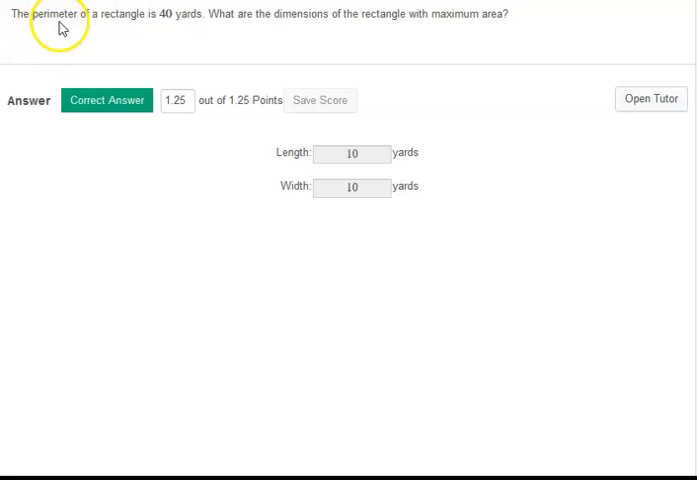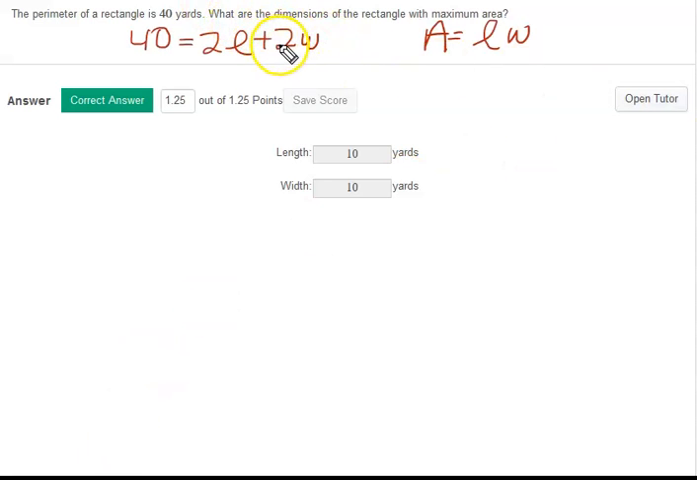Here it says the perimeter of a rectangle is 40 yards. What will the dimensions of the rectangle be with a maximum area? So for this, and recalling our lesson, we have to use the perimeter formula. The perimeter is 40 equals 2 lengths plus 2 widths. And then we want to find the maximum area. A equals length times width.